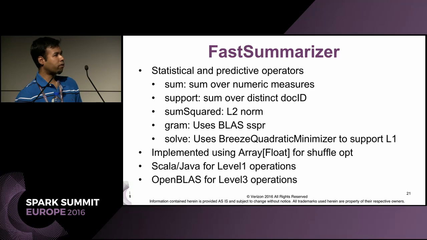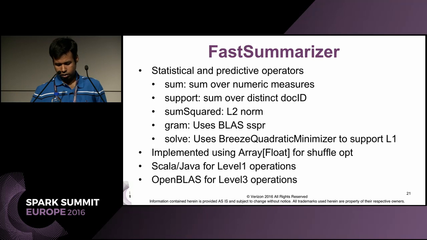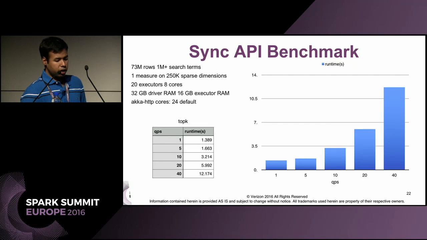Now, the major difference from Spark ML is that we have to make use of array float for shuffle optimization. For level 1, we make use of Scala Java. For level 3, we make use of OpenBLAS. Now, this particular slide is the sync API benchmark.